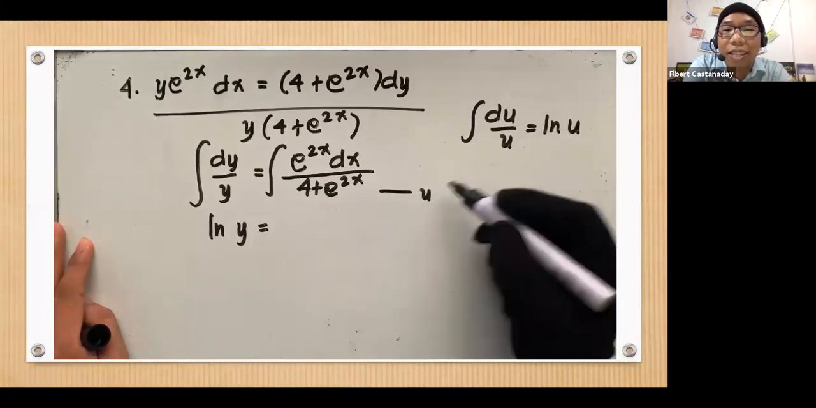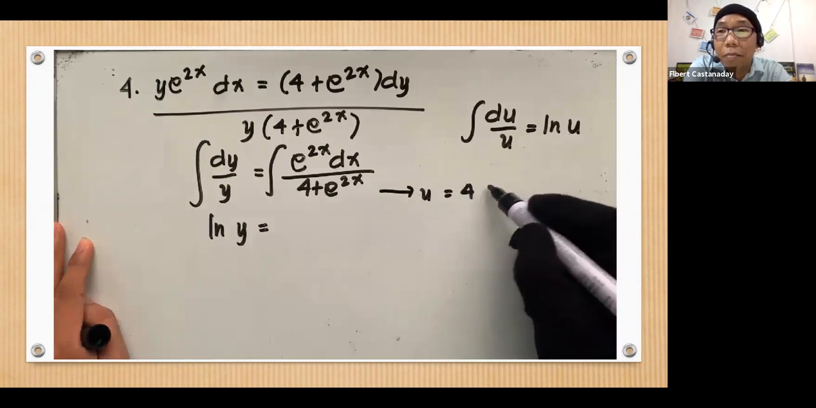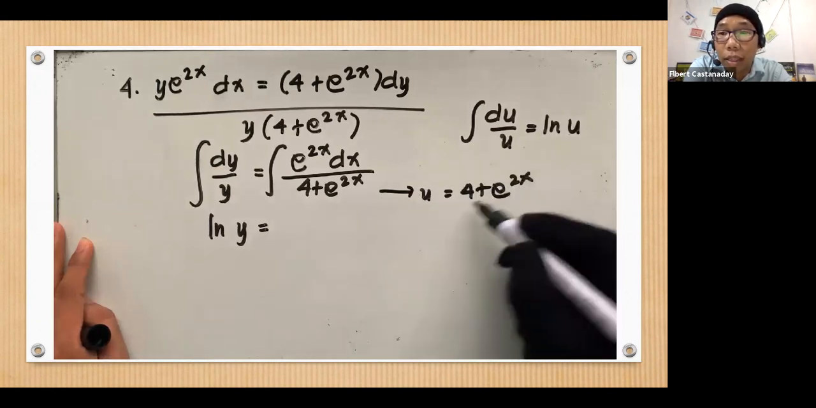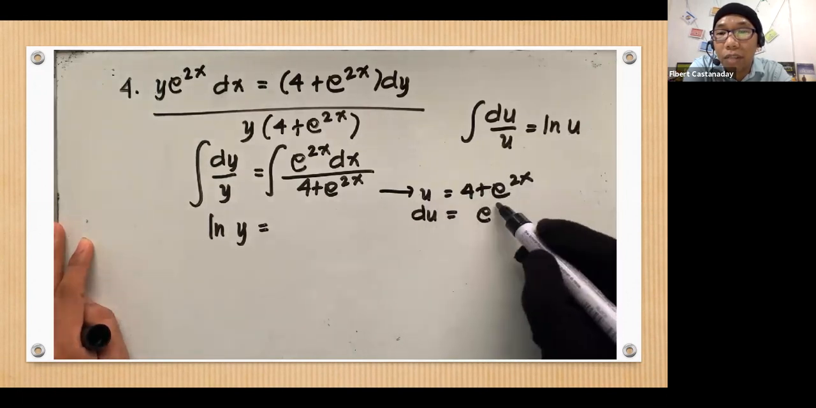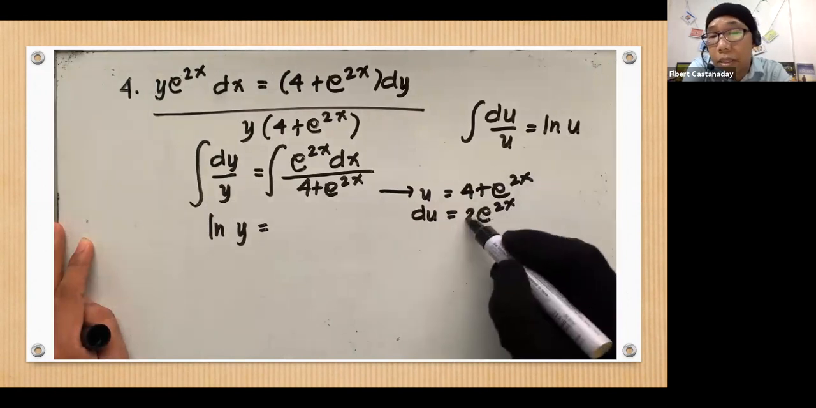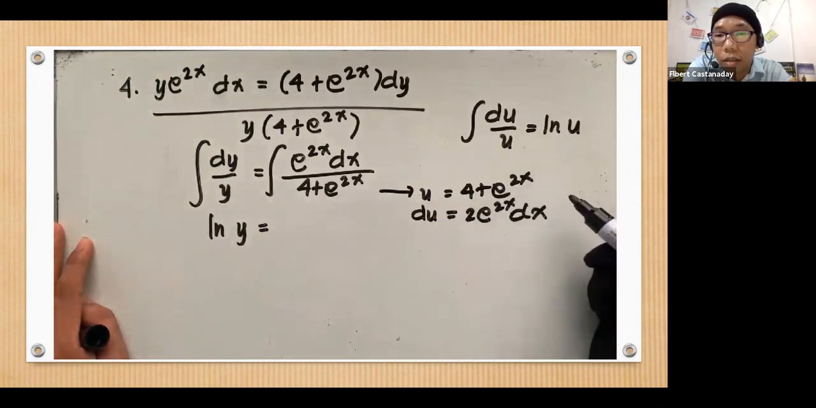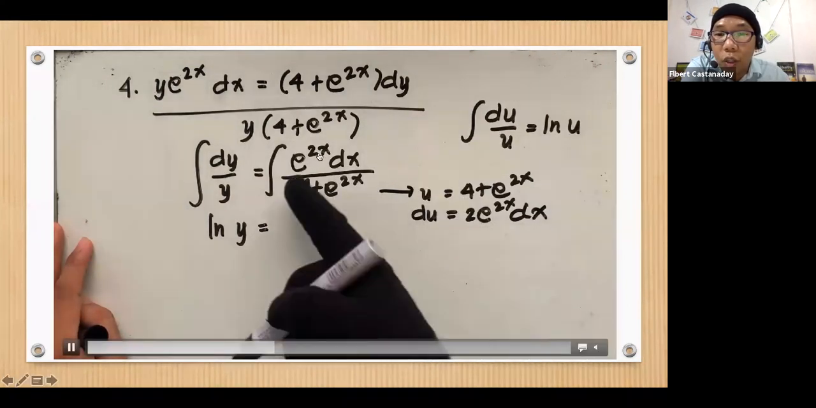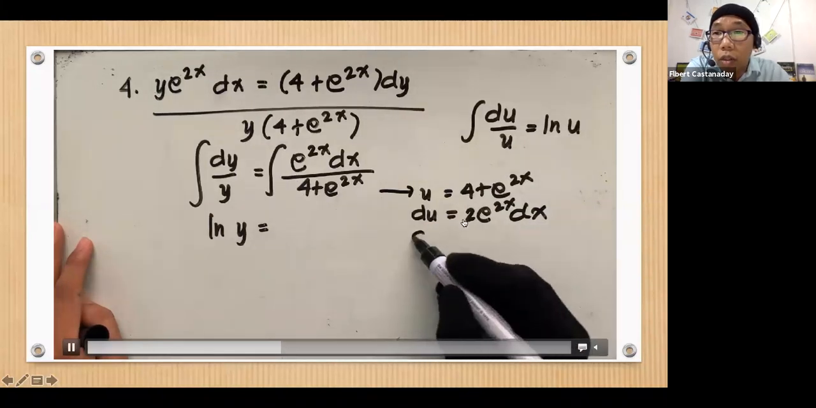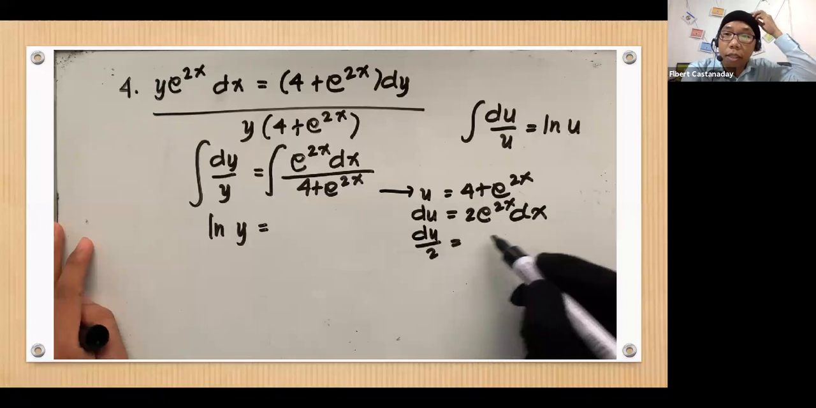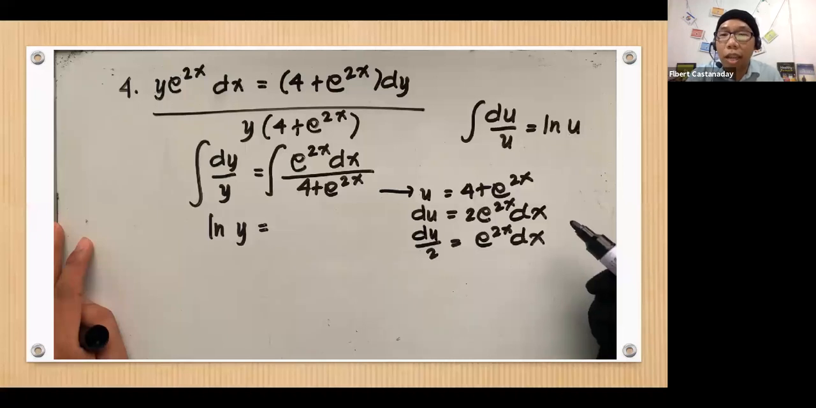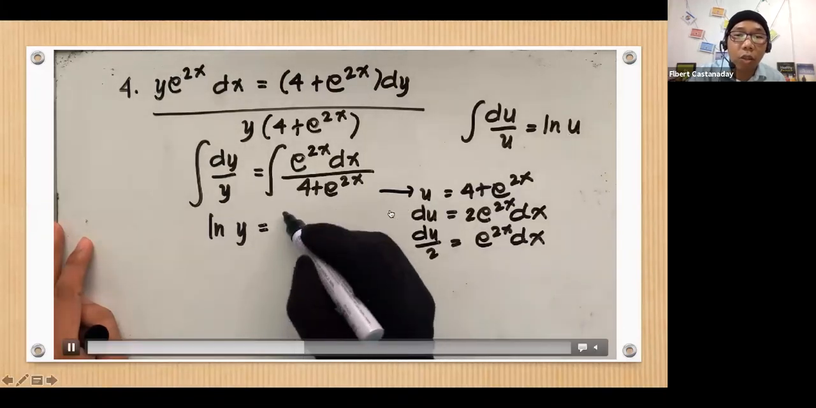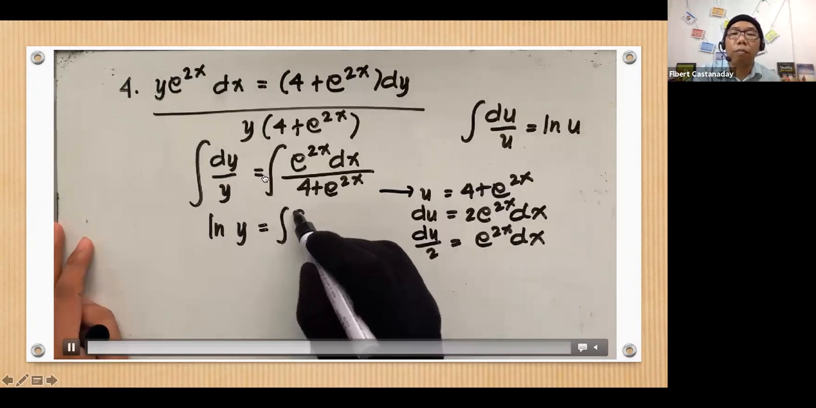So our u is 4 plus e raised to 2x. Now we will differentiate that. Okay, the derivative ng 4 is 0. So derivative ng e raised to 2x, e raised to 2x times 2 dx. Okay, so as you can see, meron kang e raised to 2x dx dito. So ano na lang yung kulang? You have 2 na constant. Yun ang kailangan mo, guys. So pwede mo siyang express into that format. We can introduce na neutralizing factor na 1/2 dito para masatisfy mo na yung pinaka.